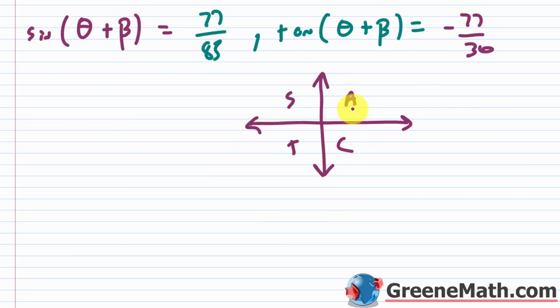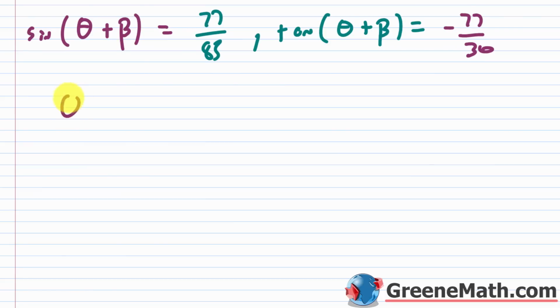In the first quadrant, they're both positive. So that's out, because this is negative. In the second quadrant, sine is positive and tangent is negative. So that's where I am, because if I go to quadrants 3 or 4, sine is going to be negative, right? So it's got to be in quadrant 2, where sine is positive and tangent is negative. So I'm just going to say that theta plus beta is in quadrant 2.